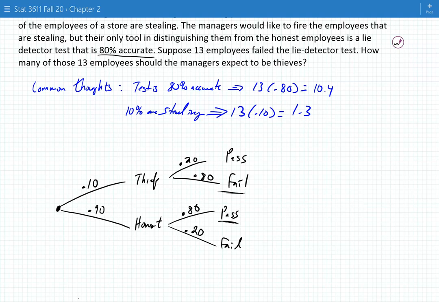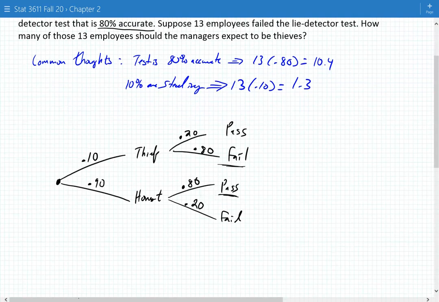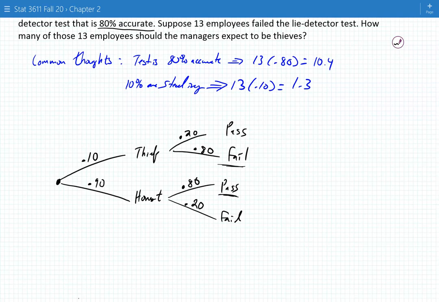13 employees failed the lie detector test. How many of those 13 employees should the managers expect to be thieves? Well, let's think about this. How likely is it that someone actually just fails the lie detector test? What's the probability of failing the test? You can follow these branches. You have basically two scenarios to consider: you're a thief and you fail, or you're honest and you fail. If you're a thief, there's a 10% chance of being a thief, and then an 80% chance that you fail.